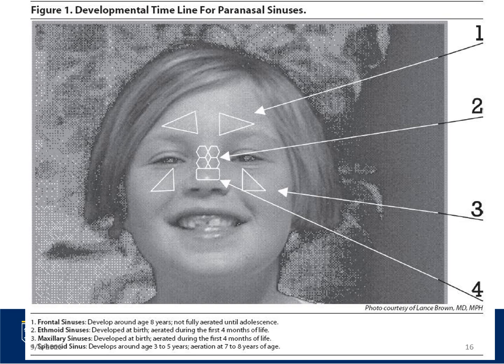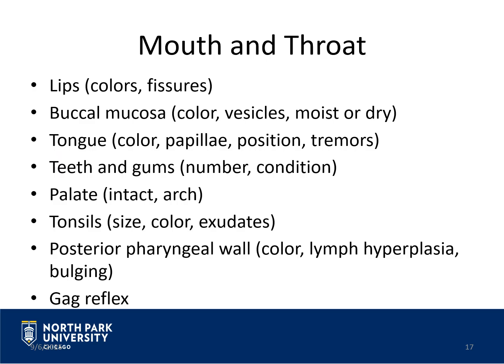And here's a picture of a little child. The frontal sinuses develop around age 8, but are not fully aerated until adolescence. The ethmoid sinuses, the ones up here, are developed at birth, aerated at 4 months. Maxillary, aerated at 4 months. Sphenoid, where's the sphenoid? Number 4, here we go. Those are developed around age 3 to 4, with aeration between 7 and 8. So no air goes through them until then; that's what aeration means.